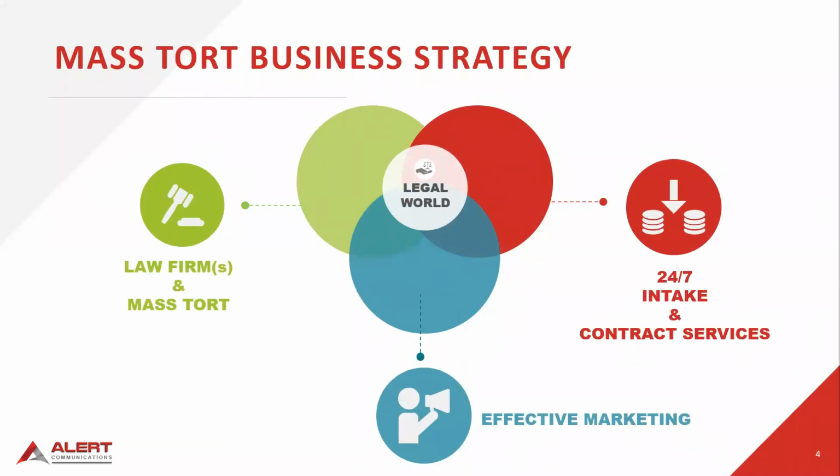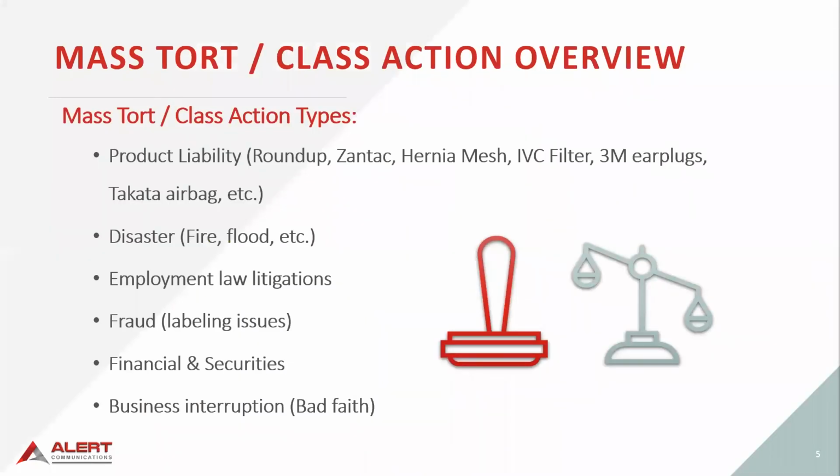In a law firm, the mass tort business strategy really looks like this. You have the law firm, and you have the mass tort or the litigation you're looking at, and then you have the effective marketing, which we'll get into the different types of shortly. And then you have 24/7 intake and contract services, which really becomes your sales. When those things are all working together, you have a strategy that works. So let's just talk about that a little bit.